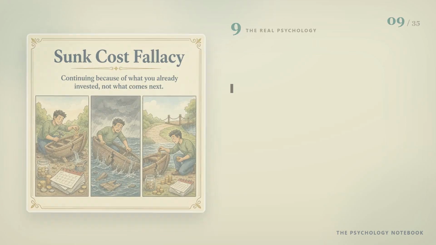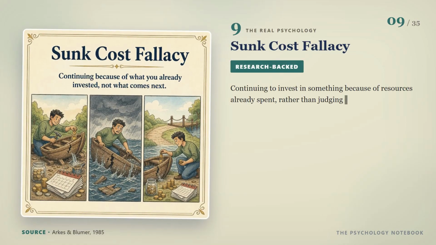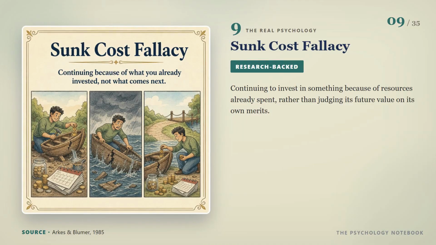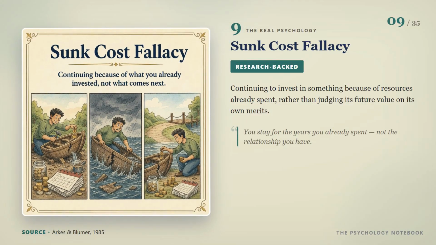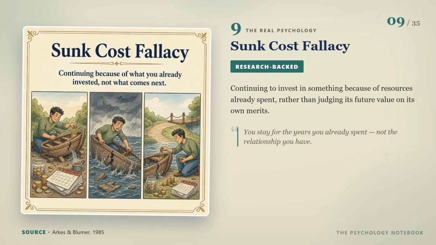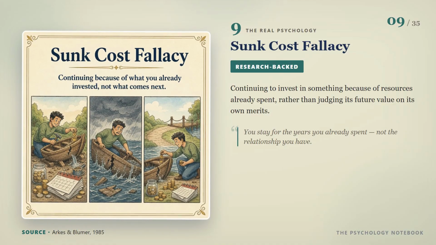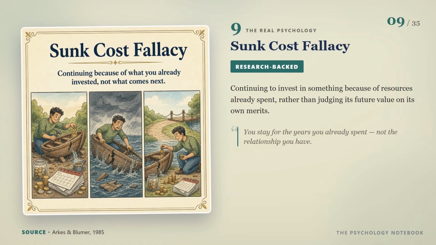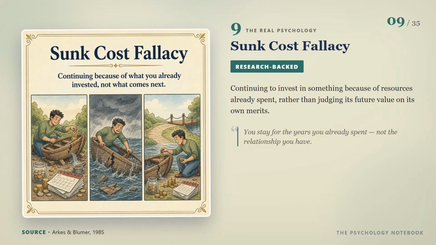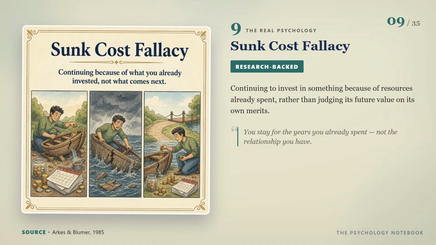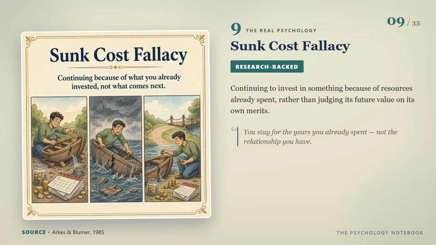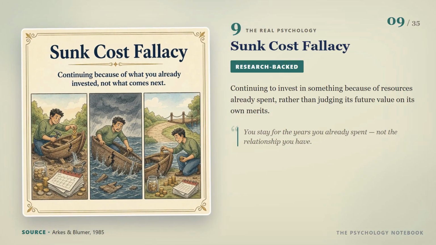9. Sunk cost fallacy. Number 9 is the sunk cost fallacy. This happens when you keep investing in something because of what you already put into it, instead of asking whether it is still worth continuing. For an example, let's use a relationship again. You may not be staying because the relationship is healthy now. You may be staying because you have already given it 5 years, a lot of energy, and a lot of hope.